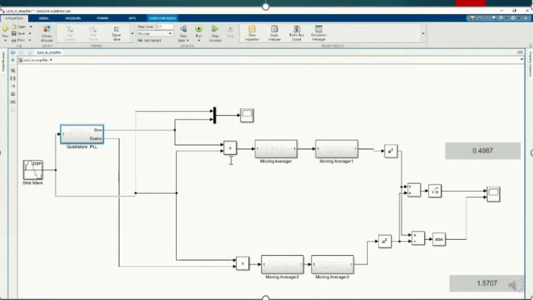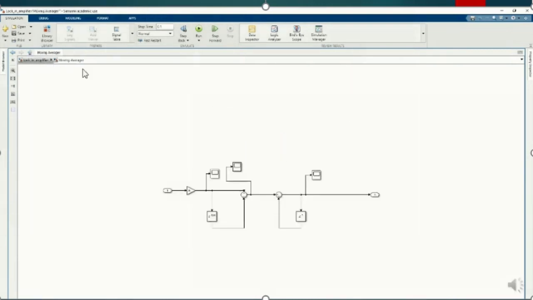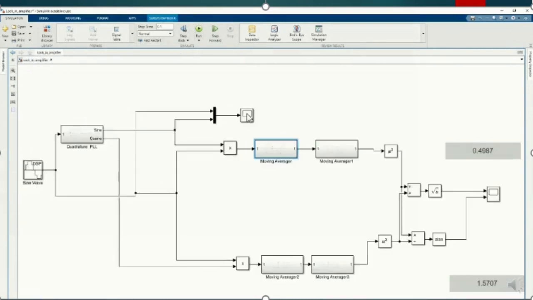This is the lock-in amplifier setup. Here we are using a moving averager filter instead of the low-pass filter because of its lower computational complexity. We are using a moving averager filter of order 128. This is the moving averager filter. Now we will move on to the results.